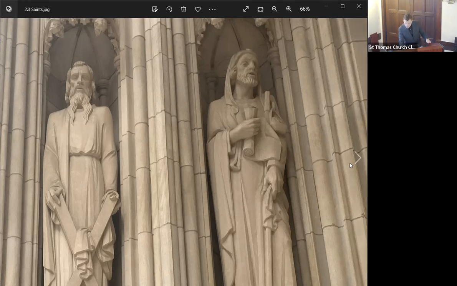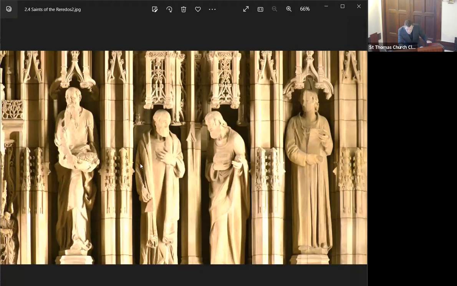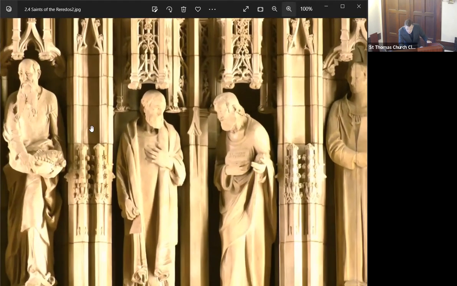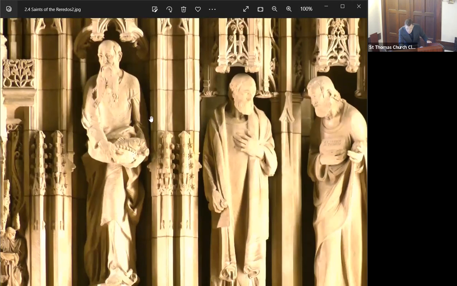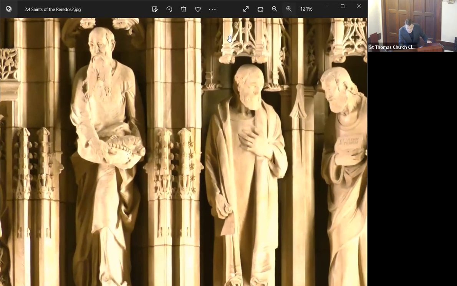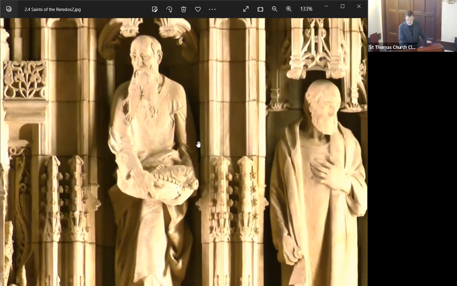Now, I was going to show you, let's see. Here is what St. Andrew looks like in the reredos. He's on the far left. See there? He's holding the fish.